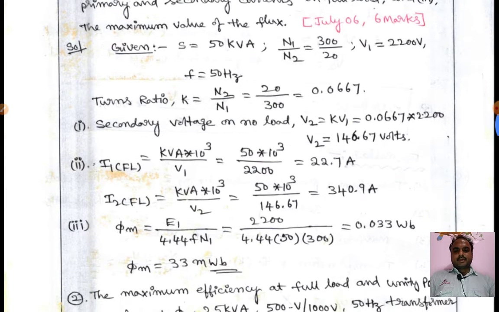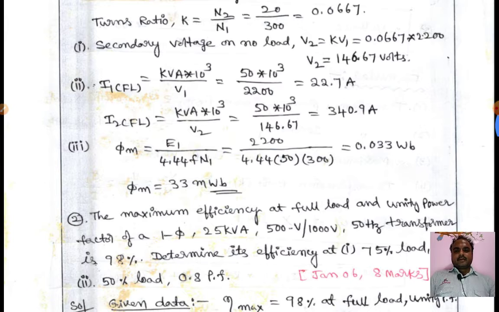So coming to the first one, turns ratio K is equal to N2 by N1, already we discussed in the 3D part. That is equal to 0.0667 you will get. Secondary voltage V2 is equal to K into V1. So K is equal to V2 by V1, right? From that V2 is equal to K into V1. So that value you will get, 146.67 volts.